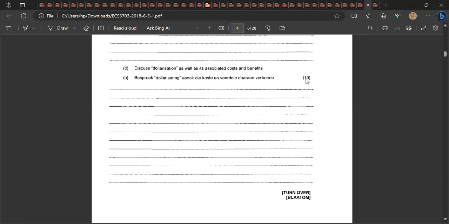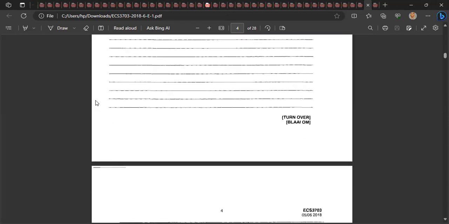But given that it's 10 marks, I think you could come up with four points there after describing what dollarization is. That should pretty much do it.